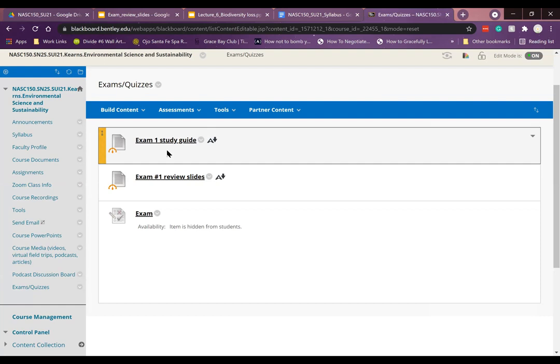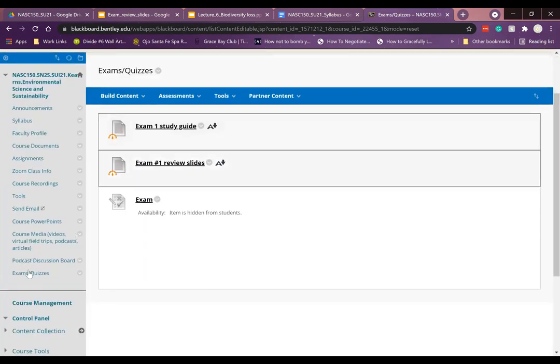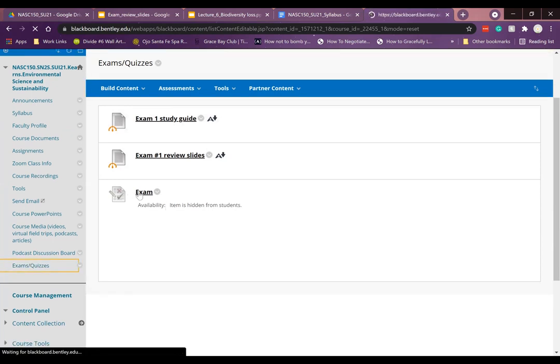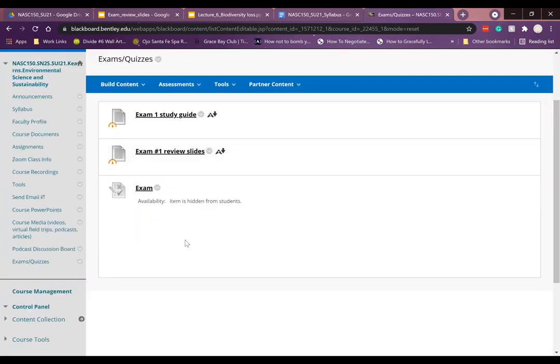Next Wednesday, when your exam is, you'll log onto Blackboard. You don't need to do anything special. You just come over here and click the exams and quizzes folder. The exam will be hanging out right here for you. You click on it, and it'll tell you about the exam, like how much time you have and all the stuff. It'll give you some basic instructions, but let's talk about what to expect.